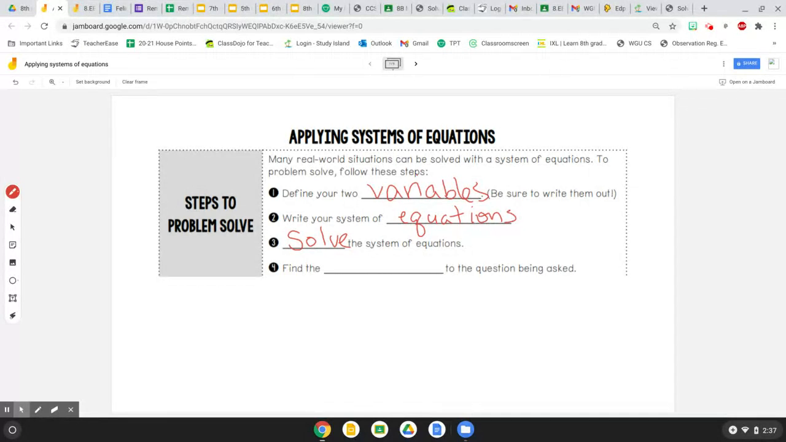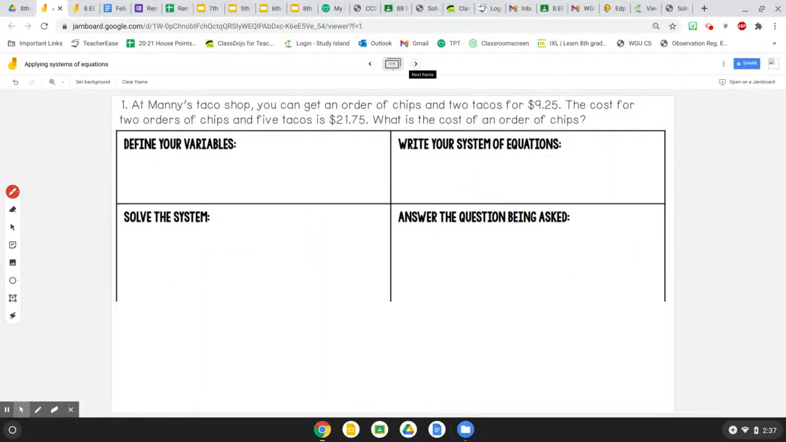And then number 4, it says find the answer. Since these are real world situations, you're not just going to have an ordered pair and leave it at that. It's going to ask you a specific question, and you're going to have to make sure that you're actually answering the question at the end. Okay. All right. So first example, it says at Manny's Taco Shop. I also recommend that if you don't have a piece of paper out or a whiteboard out to do this along with me, that you go ahead and do that.